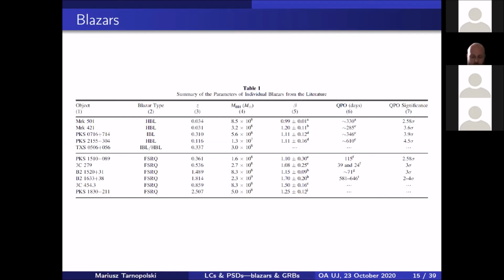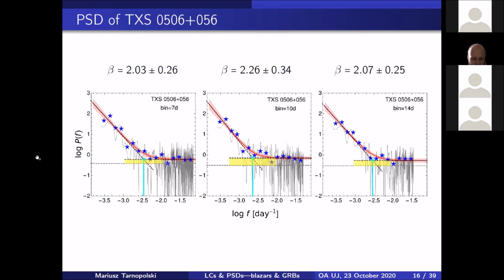Yeah, and regarding the beta indices, this neutrino emitter, the Texas source, hadn't been examined in this regard. So basically, this is how the PSD looks like for that source, with beta roughly being of the red noise type. And to clarify, we analyzed 3 versions of the light curves for each object with a 7, 10, and 14-day binning. That is the time step between the observations in the binned light curves, just to ensure the consistency of the obtained results.